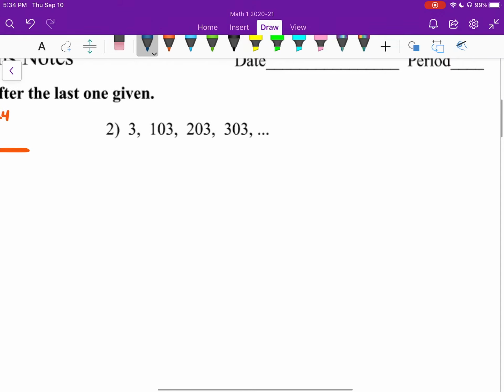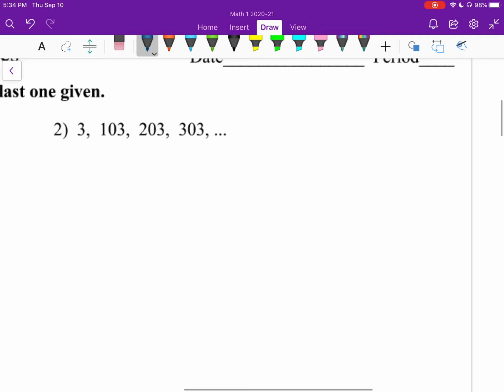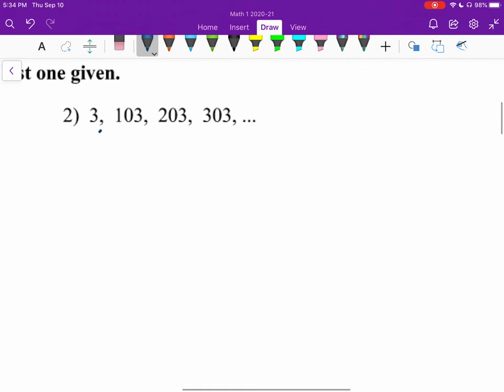Number 2. Just like in number 1, we start off by looking to see if we can find anything that is the same in all four of them. Well, this one's 3, and then I have 103, 203, 303, and hopefully pretty quickly we can see that every time they're adding 100, right? 3 plus 100 is 103, plus 100 is 203, plus 100, 303.